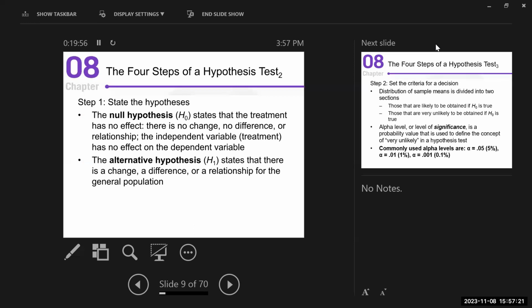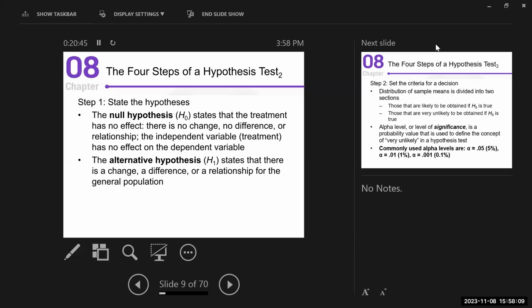Okay? So when you set your criteria and you find your sample statistics, when you compare your sample statistic to this region, it's going to allow you to make a decision based on whether there is no change or there is some change in the data. Okay, when you're comparing. All right. So again, no change, some change. Here are different ways to speak about it. There's no change, there's no difference, there's no relationship. The independent variable or the treatment has no effect on the dependent variable. Okay. And the alternative hypothesis is the exact opposite.